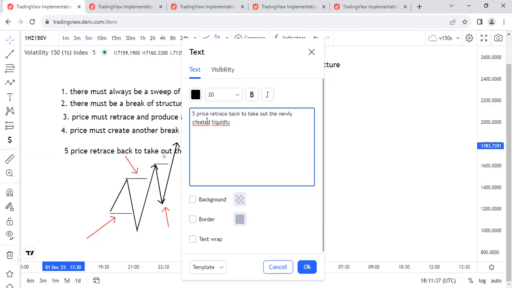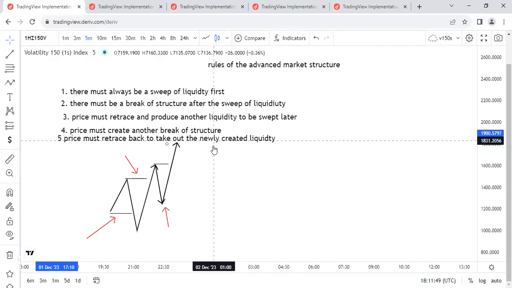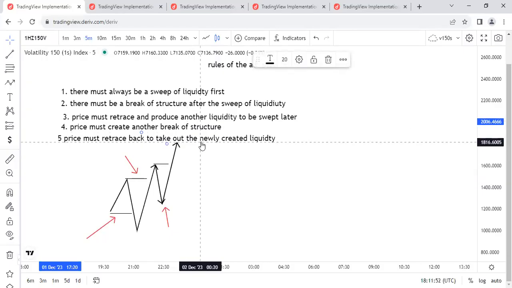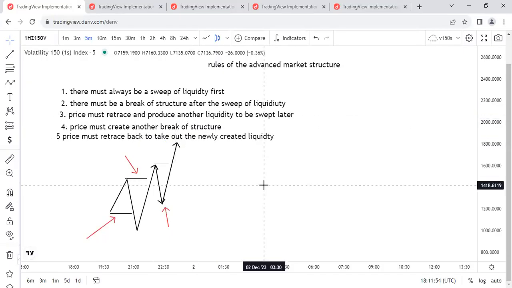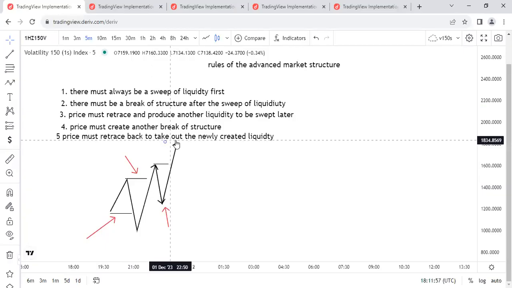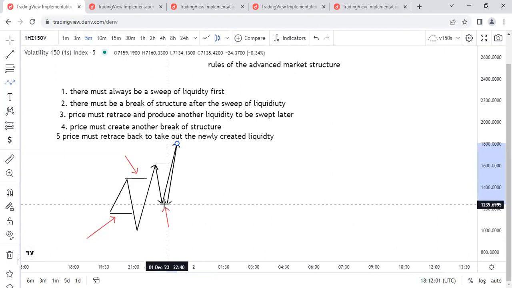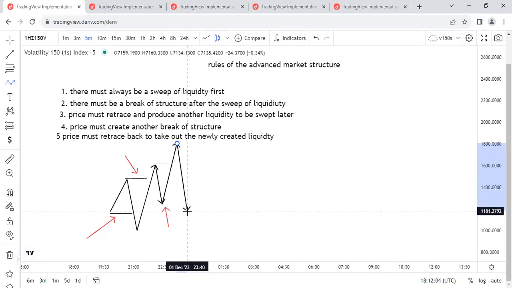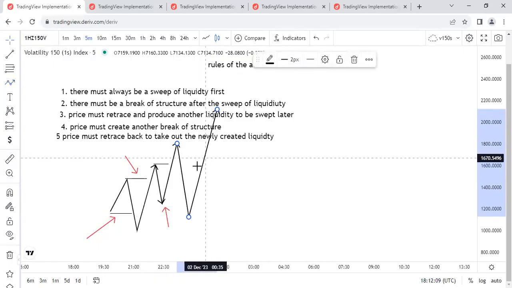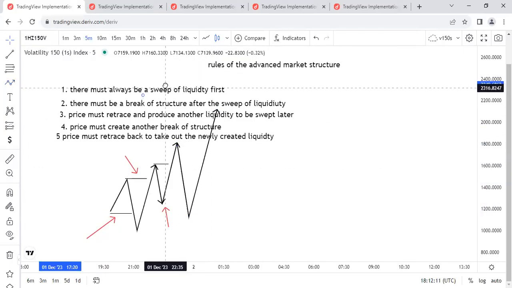Price must retrace. I didn't write must. That must is very, very important. It must happen. So please write down these rules. Very essential. Price must retrace back to take out the newly created liquidity. This is the newly created liquidity, right? Price has retraced back, takes it out, and then continues to the upside.